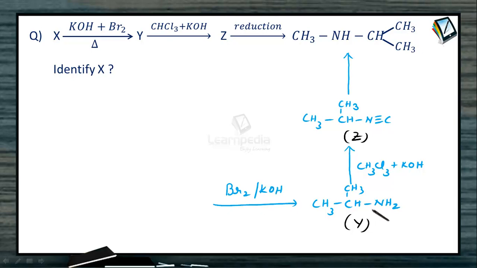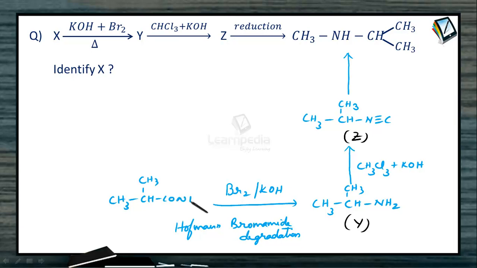And the reaction where amine is formed by involving bromine and KOH, it is nothing but Hofmann bromamide degradation, isn't it? So the starting compound should be definitely an acid amide. And what would be that acid amide? It is CH3, CH, CH3, CO, NH2.